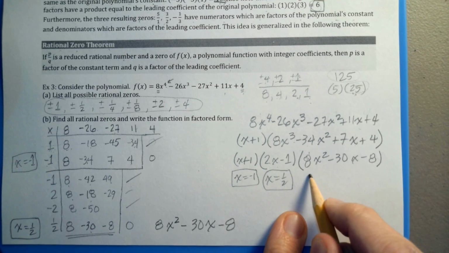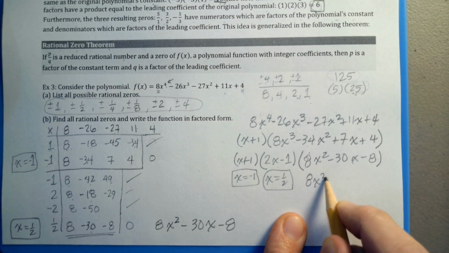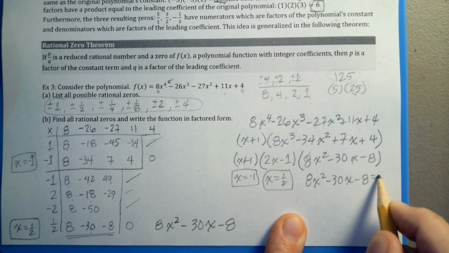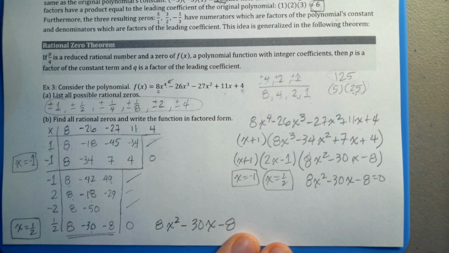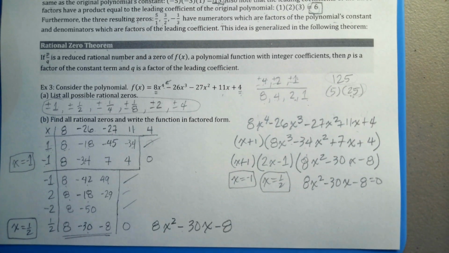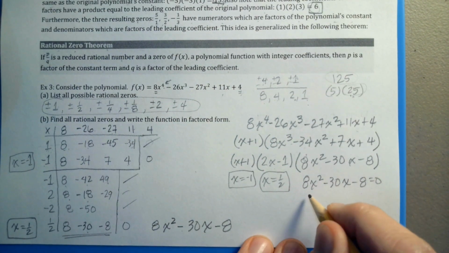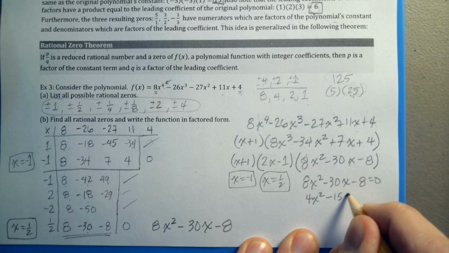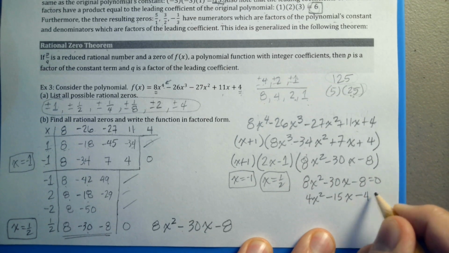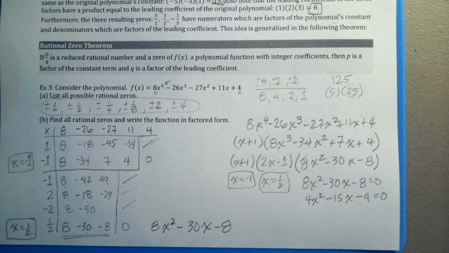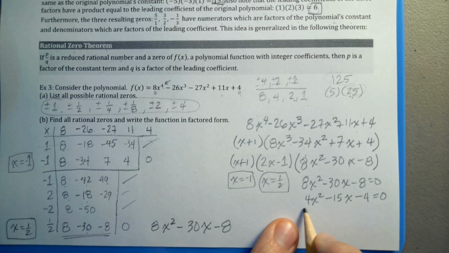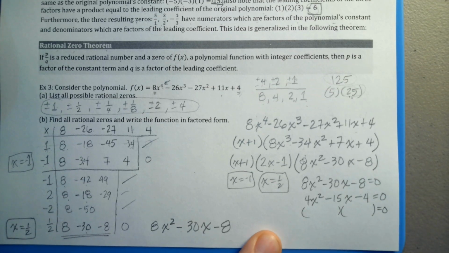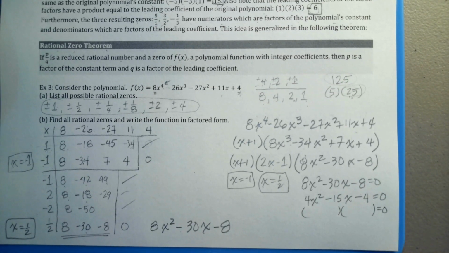So we set that equal to 0. So we have 8x squared minus 30x minus 8 equals 0. Let's first divide through by 2, right? Divide everything by 2. It's an equation. We can do that. 4x squared minus 15x minus 4 equals 0. And then let's see if this would factor. If it factors, great. Then we can really easily find our 2 zeros.